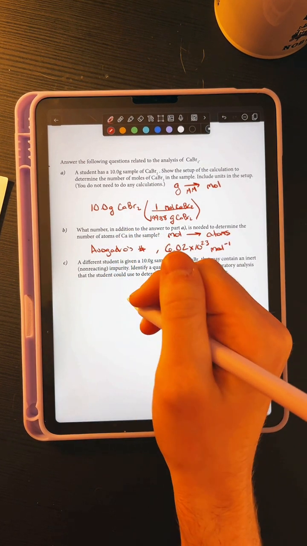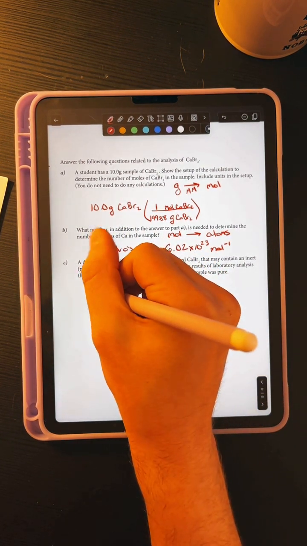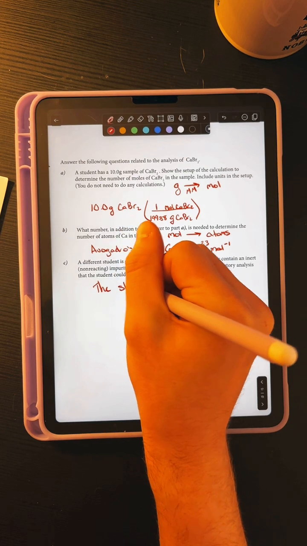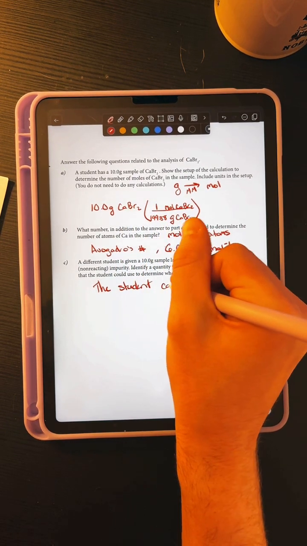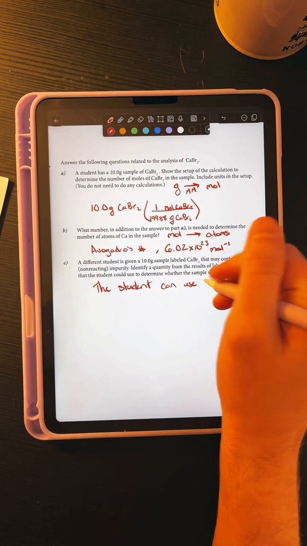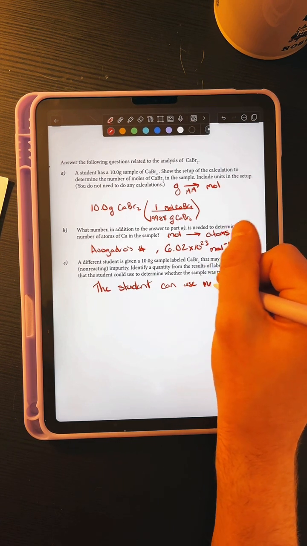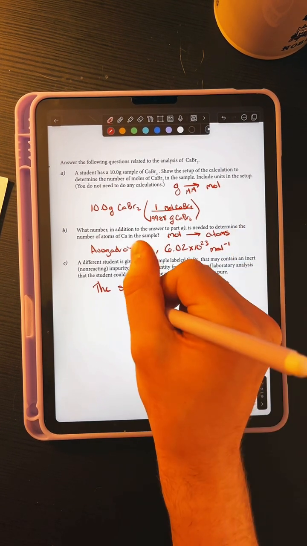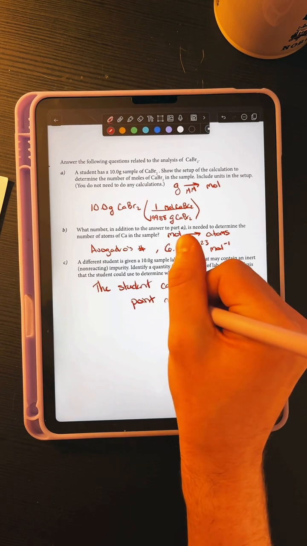And so when we're talking about this, the student can use melting point analysis.